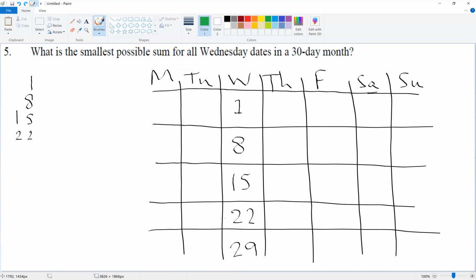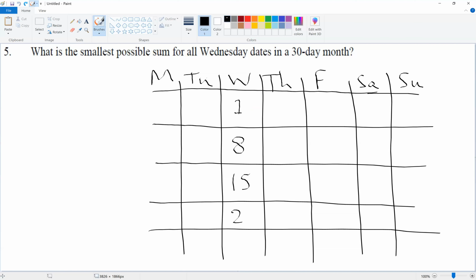Can you start on Sunday? Okay, let's try. So if you start on Sunday, what would be the day on Wednesday? On the 4th. 4, 11, 18, 25. So what is the sum? Would be 29 plus 29, 58. 58. Okay, can anybody go lower than that?